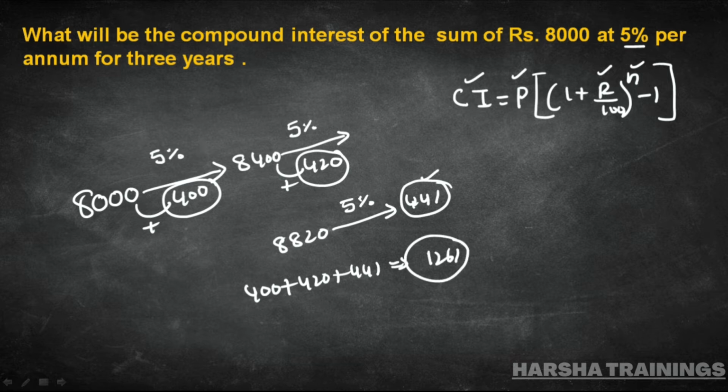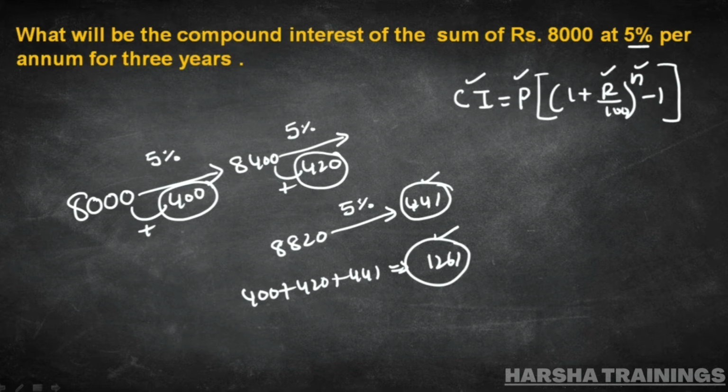The total sum is how much, guys? 1261 is the compound interest. Is it clear, guys, all of you? Yes.